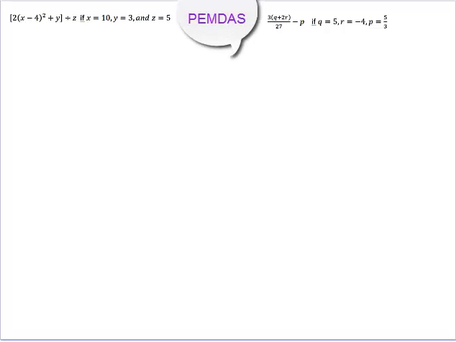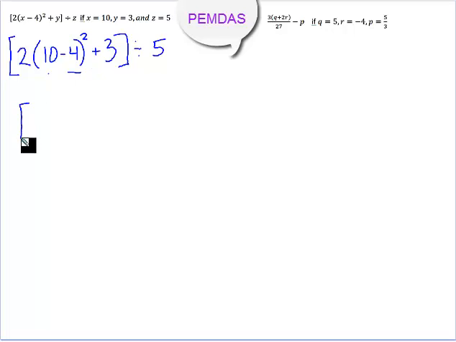Next one, 2 times the quantity x minus 4 squared plus y, divided by z, if x is 10, y is 3, and z is 5. So once again, we'll start by plugging things in. So 2 times the quantity x minus 4, so 10 minus 4 squared, plus y is 3, divided by z is 5. Okay, so we're going to start with the parentheses. We're going to start with the innermost parentheses here, which is 10 minus 4. So we'll have 2, 10 minus 4 is 6, squared plus 3, close the brackets, divided by 5.